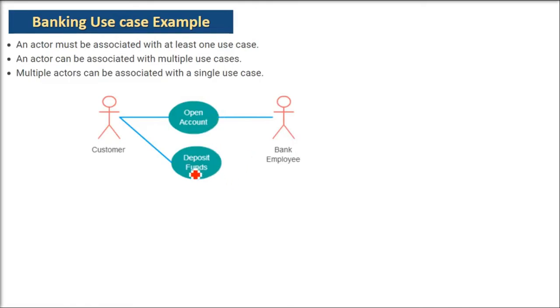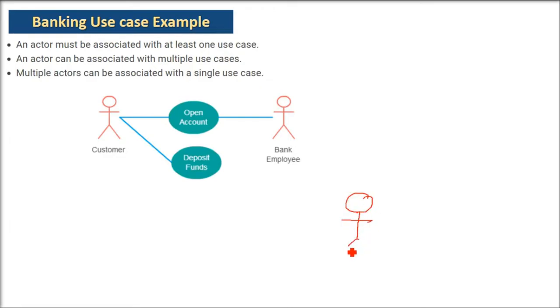Before that, let me tell you, an actor must be associated, linked with at least one use case. Okay, first thing. Second thing, the actor can be associated with multiple use cases. So I'll take an example. Multiple actors can be associated with a single use case.